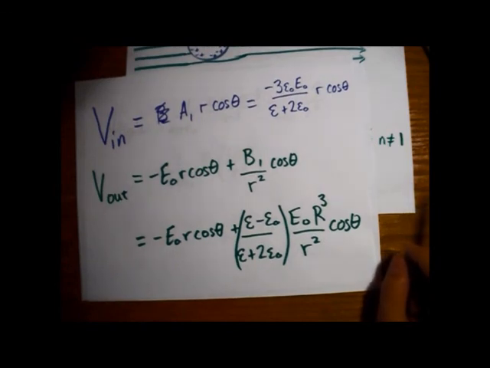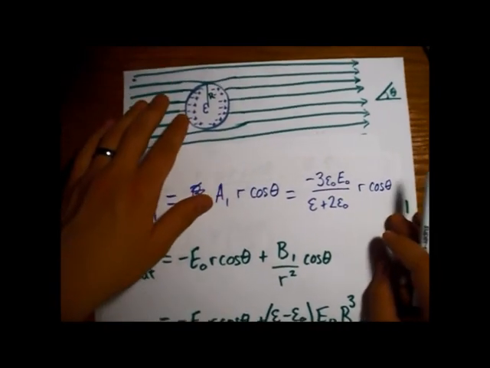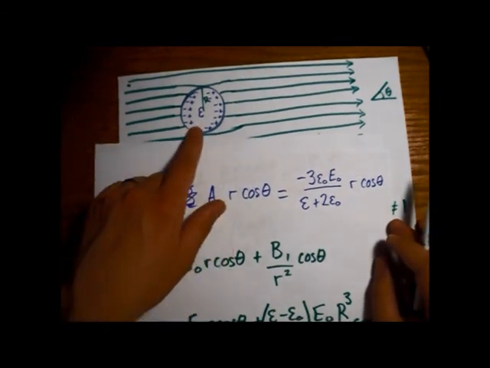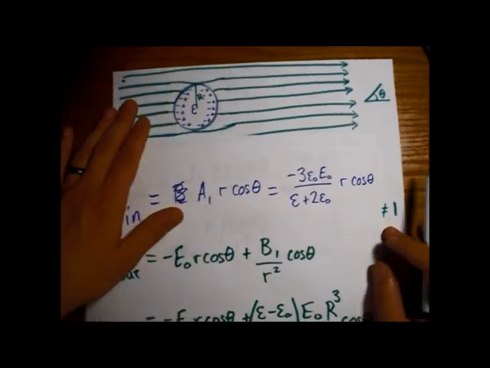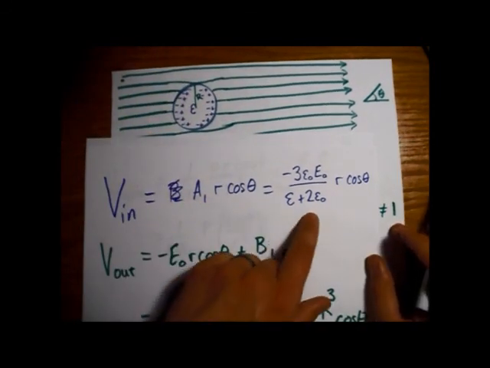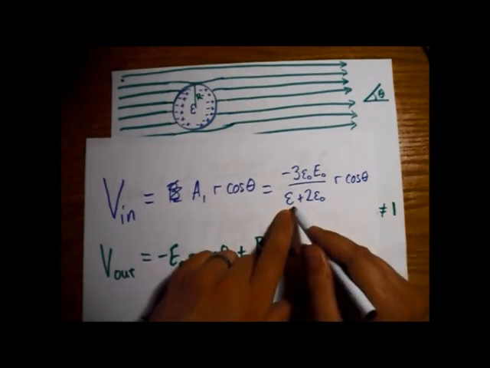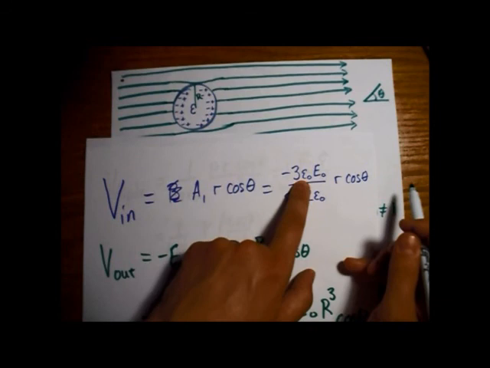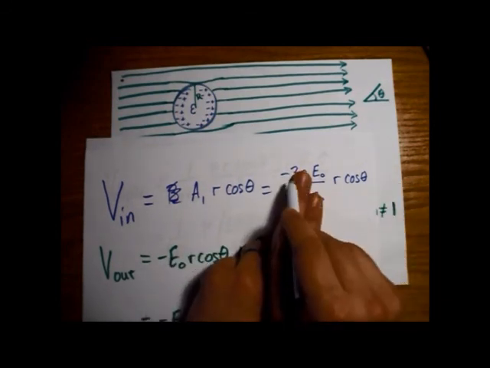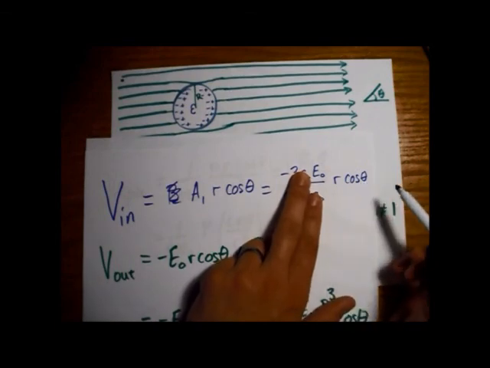All right, and in the case where the dielectric constant goes to the permittivity of the vacuum, basically the sphere is not there is what we should get, right? So if epsilon here goes to epsilon naught, then we have a 3 epsilon naught on the bottom, a 3 epsilon naught on the top, and we just end up with a minus big E naught r cosine of theta. And that's just our term for the constant electric field, right?